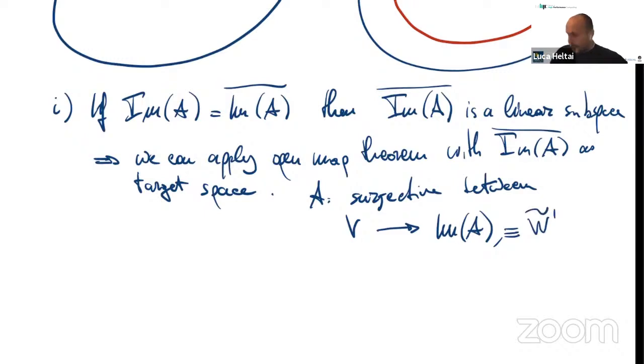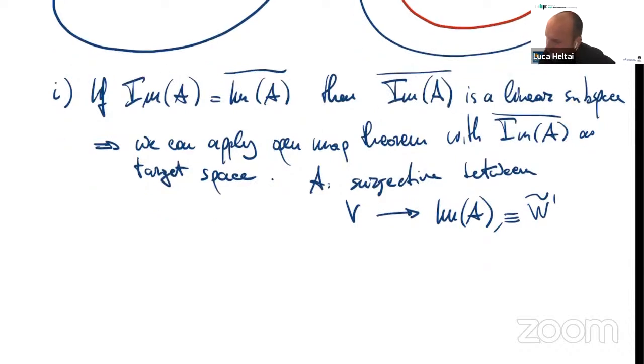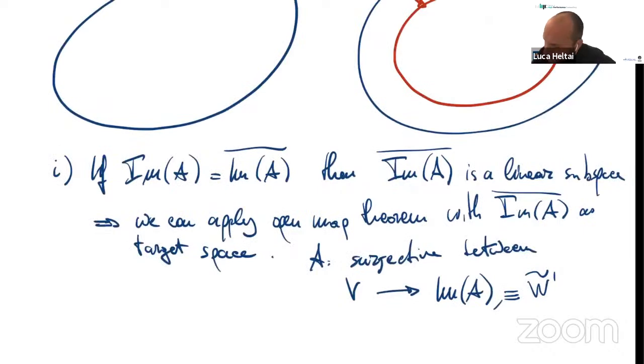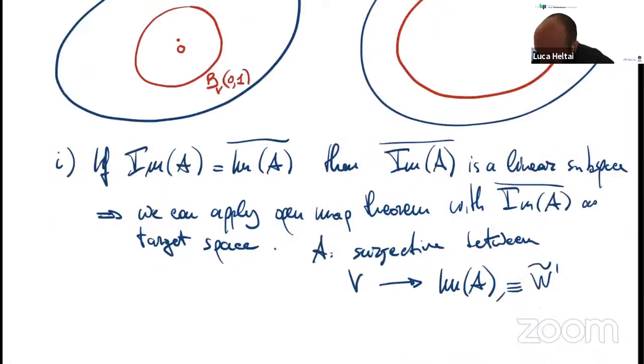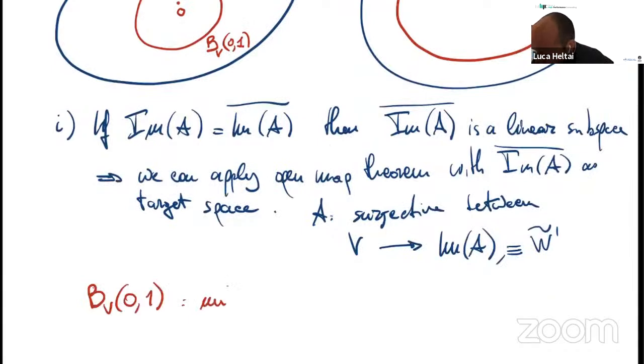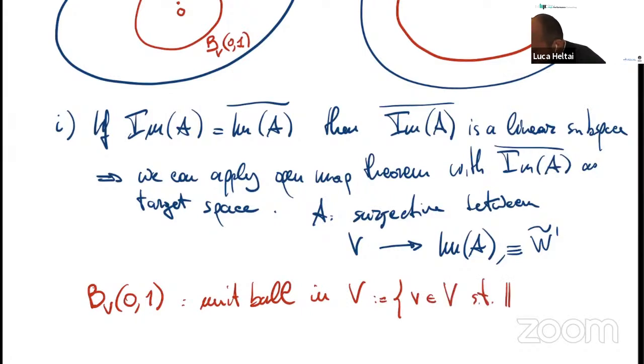Okay, so then the next thing that we want to see is what happens if we look at the mapping of an open set. So we take an open set here, and this is the zero element. We take the unit ball here. Be careful, I will be using B_V with zero as a center and one as a radius. The set B_V(0,1) is the unit ball in V, that is, v in capital V such that the norm of v is smaller than 1.